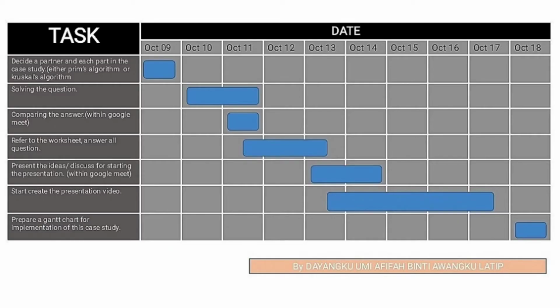On October 9th, by using the Google Meet, both of us has been planning on how we are going to do this case study. We started solving the question on October 10 until October 11th. For the Prim's algorithm, it has been solved by Dayanku. Meanwhile, Scarlett solved the Kruskal algorithm. On October 11th, we had another conference meeting to compare our answer for the both graph by using Google Meet. From October 11th until October 13th, we had completed all the question by referring to the worksheet.